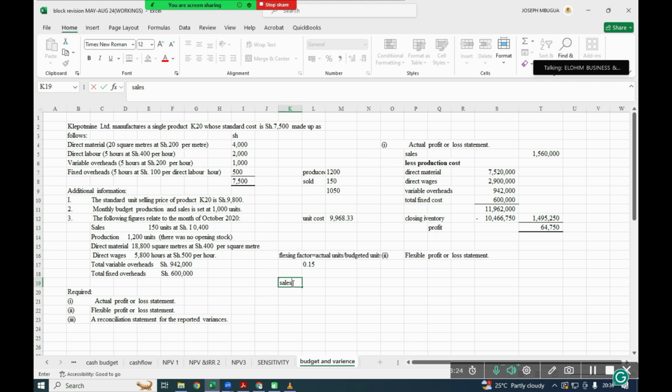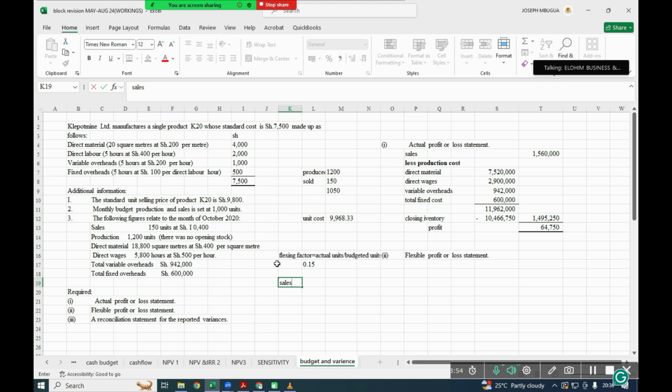But now you're using the sales units over the budgeted units. Yes. So remember, whatever we are dealing with, when you talk about the flexing factor, we are not using the production, we are using the sales, because we normally flex it based on the sales units, and not the production units.